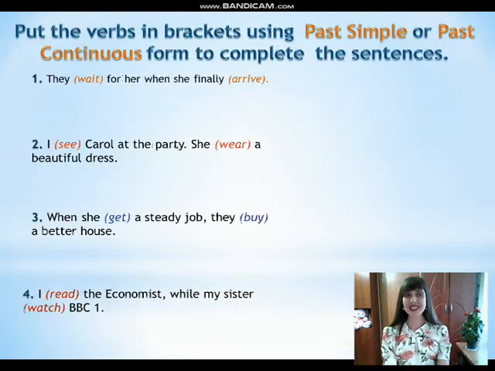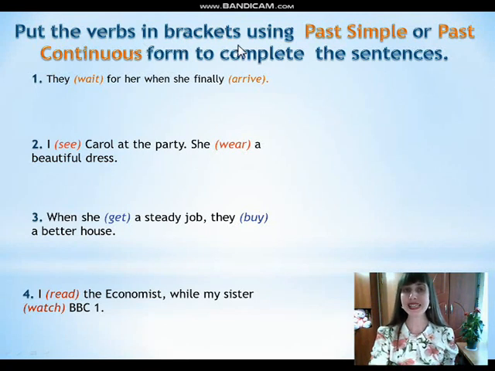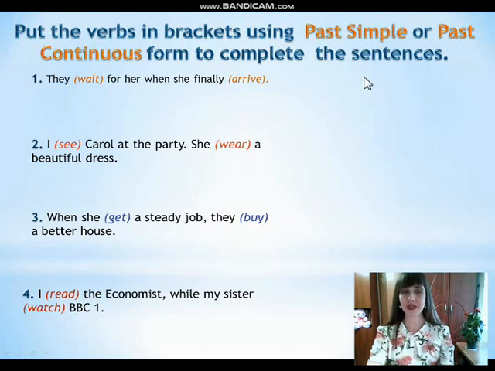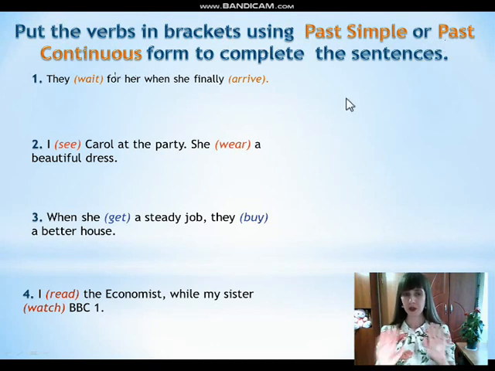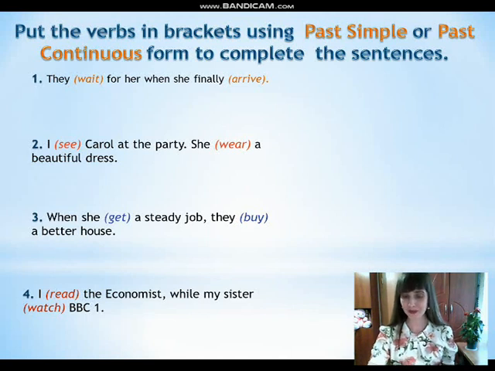And on this slide, you should put the verbs in brackets using past simple or past continuous form to complete the sentences. So, the past simple tense or the past continuous. Forget about past perfect, okay? There is no past perfect in this exercise.